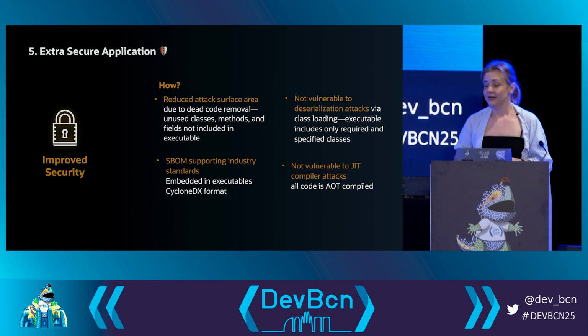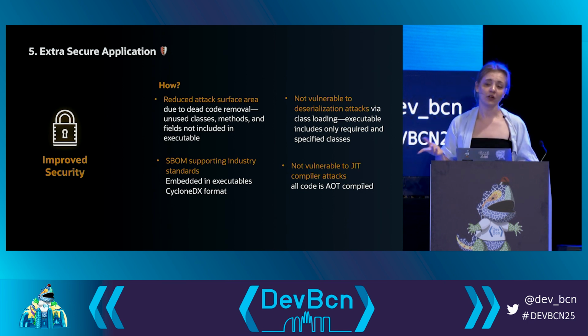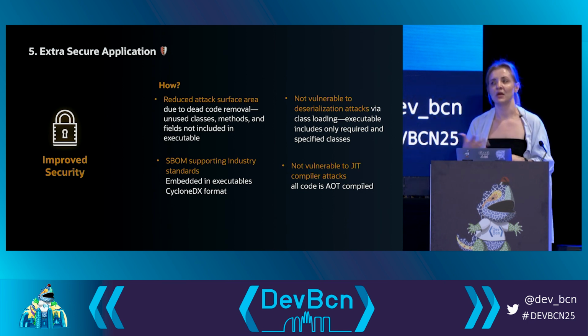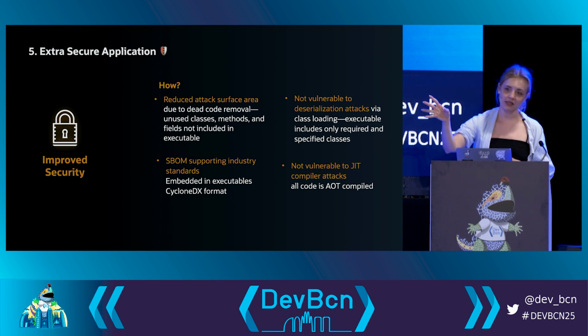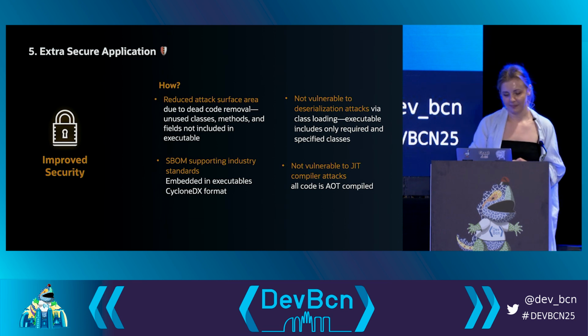Then we also don't have a JIT compiler anymore. It's all AOT compiled, so there are maybe not that many, but a few attack vectors that target the JIT compiler specifically, and those are just not possible because there is no JIT compiler and no dynamic code execution anymore. And also, we have very nice support for SBOM, so you can always see what's inside your native executable. You can scan it with your vulnerability scanners, and that will tell you exactly what's in your native executable.